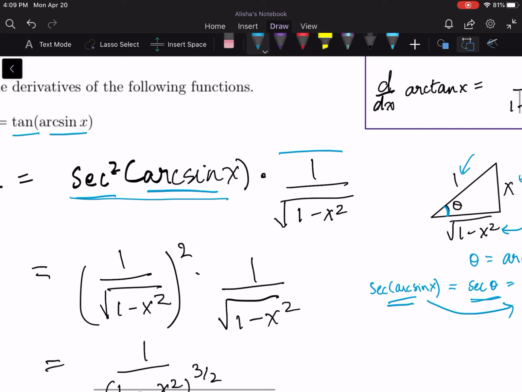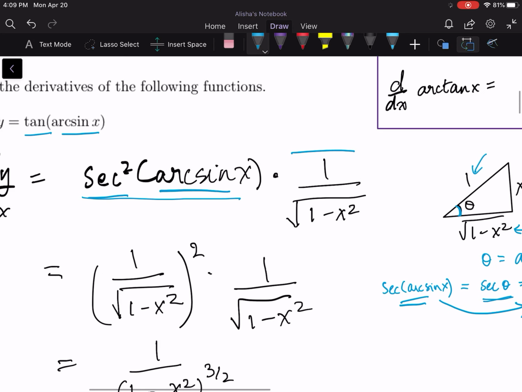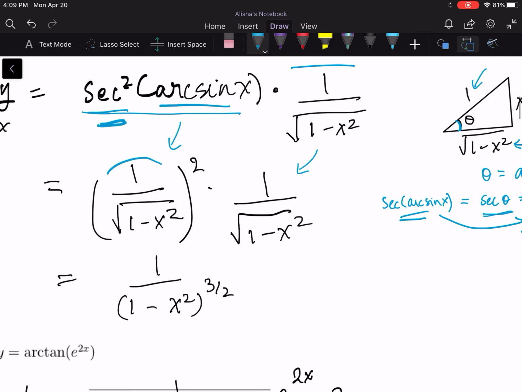And we can just plug that in. So this was my expression for secant of arcsine x, and therefore I square it because we have a secant squared here. And then this term just follows, we don't have to change it. It just repeats in the second line. And we can simplify that a little bit to get down to 1 over 1 minus x squared to the power 3/2. And we're done.